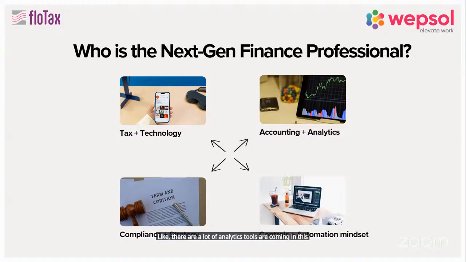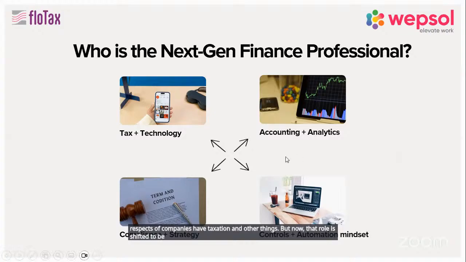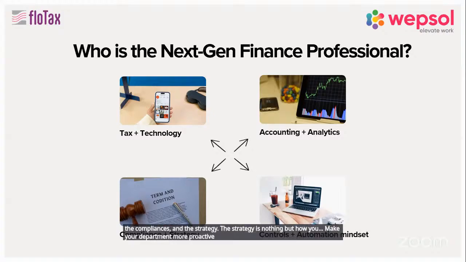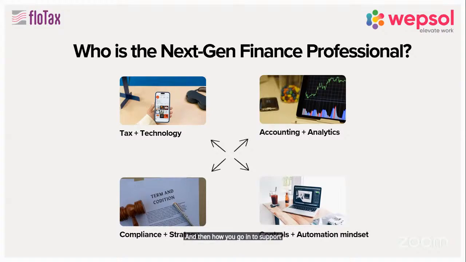And next, compliance and strategy. Earlier, compliance was like a company secretary's job. Company secretary is also another profession, like chartered accountancy. It was their responsibility to report to the board and the stakeholders that the company is completely complied in all respects of the Companies Act, taxation, and other things. But now that role has shifted completely to the CFO. The CFO is responsible for compliance and strategy. The strategy is nothing but how you make your department a more proactive function, and how you are going to support your business to grow. It is not only the accounting part; now they are part of the strategy to grow the business.